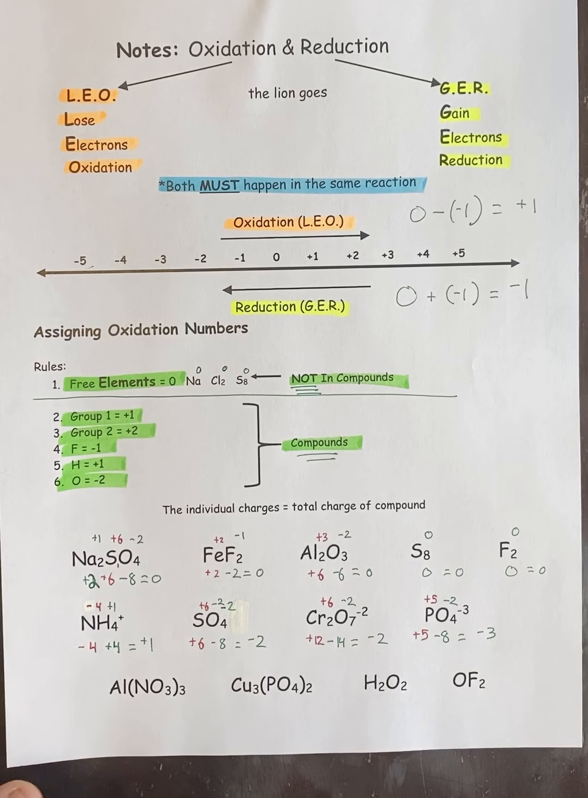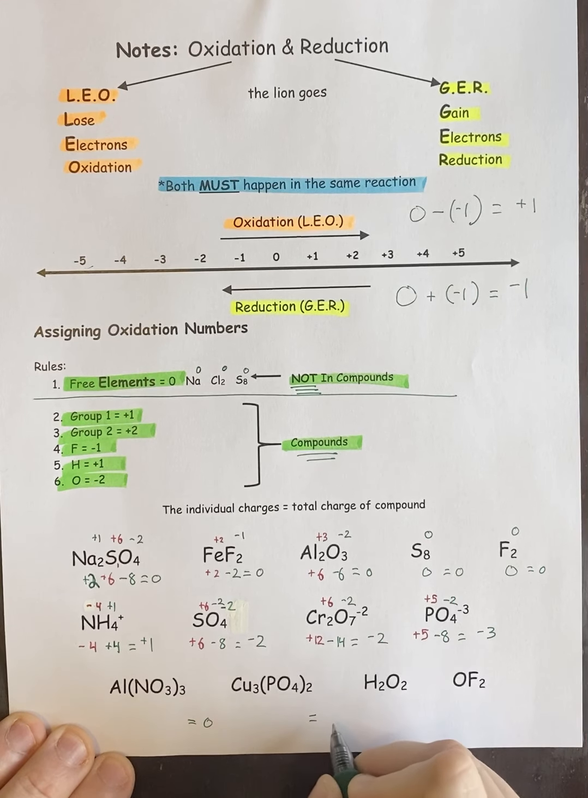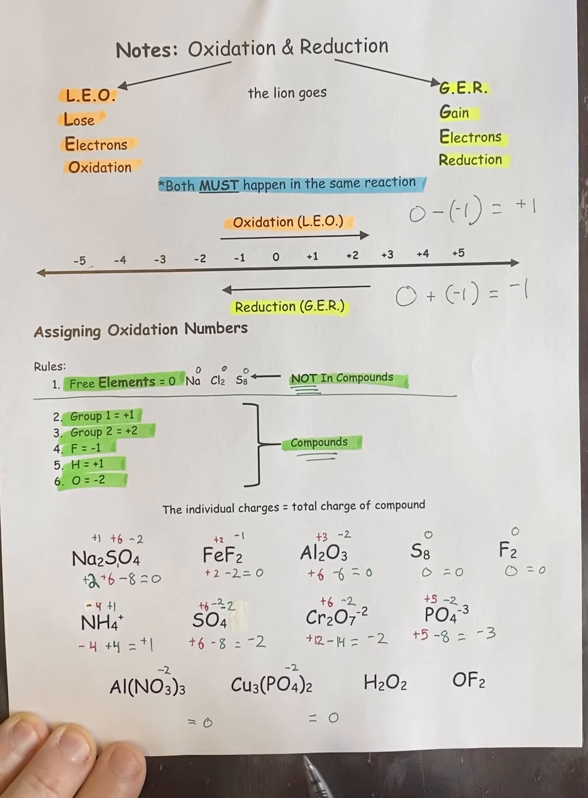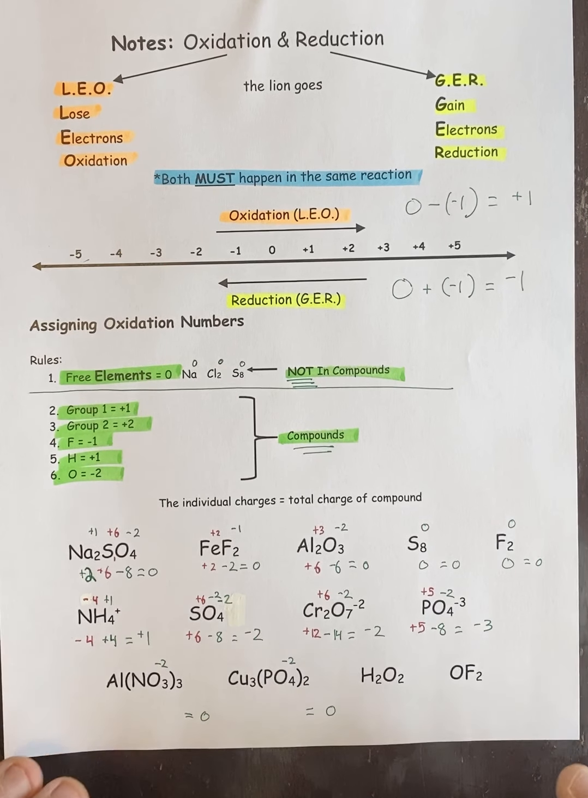Now, these next two are two-step problems, and there's a reason. They are equal to 0. We have a rule for oxygen in both cases, but we don't have a rule for P and we don't have a rule for Cu. So there's two ways of doing this, okay? I'm going to do one way and one the other way.